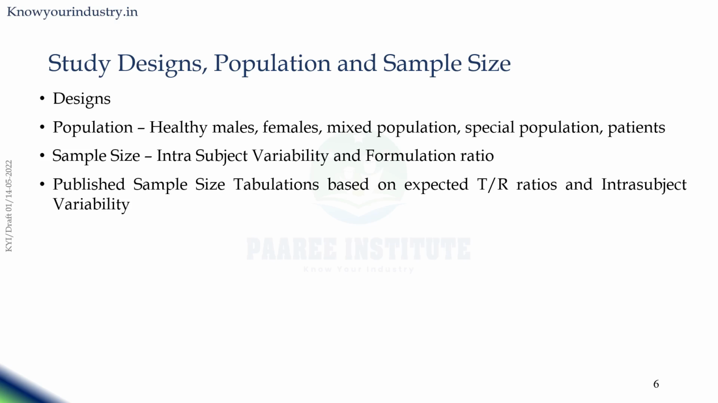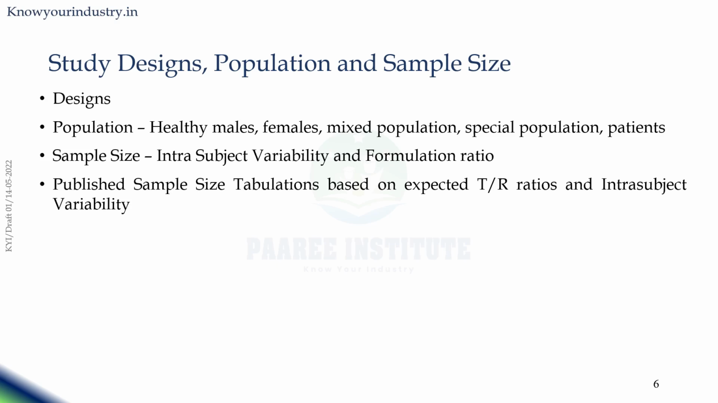Like that, the formulation ratio. For example, I am giving Cmax of 100, and for the same person I am giving for the reference product 90 as the Cmax. So the T by R will be 100 by 90. That means it will be how much? 110%. 100 by 90 will be 110% or more. It is more than 100%, so the ratio will be more. In case it is reverse, if it is 90 by 100, the 90% will be the ratio.